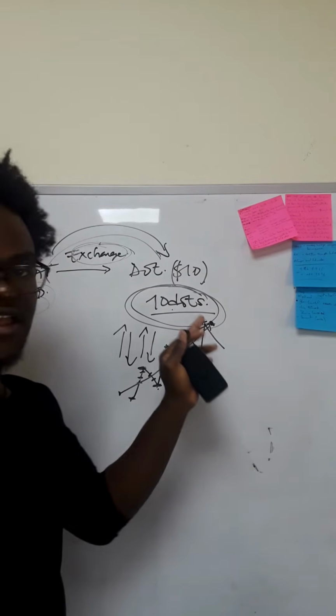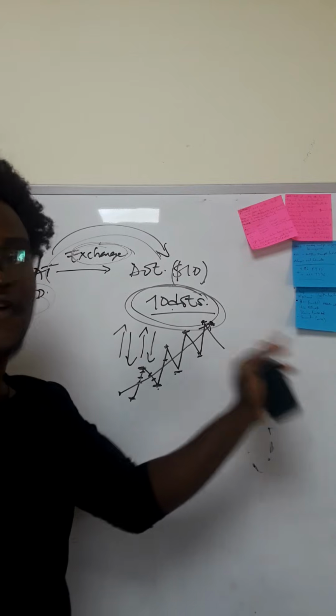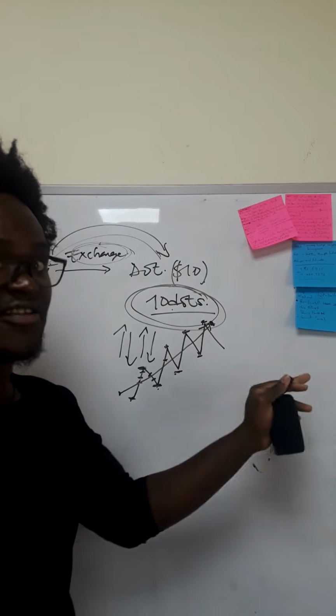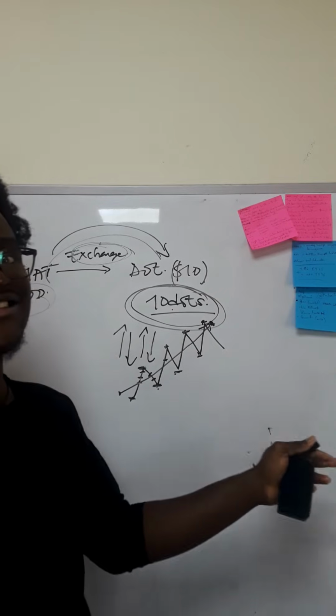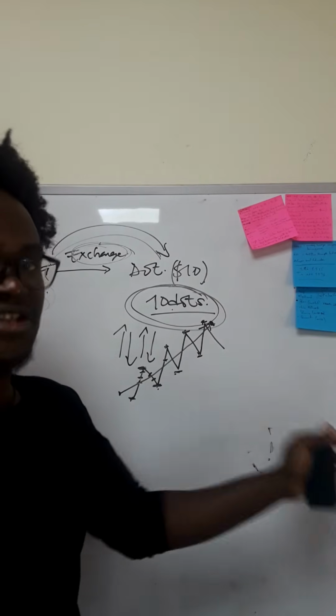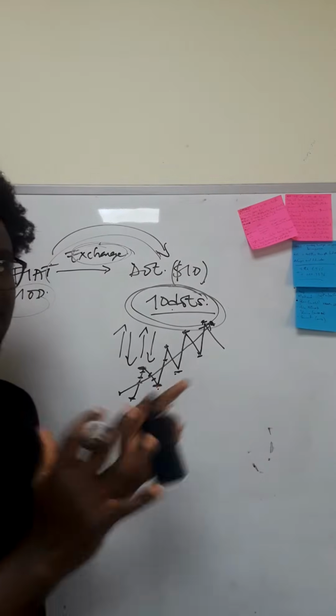Because if you bought Aave when it was $4, you have a lot of money now, because Aave went up to $666 from $4. So that's simply what it means.